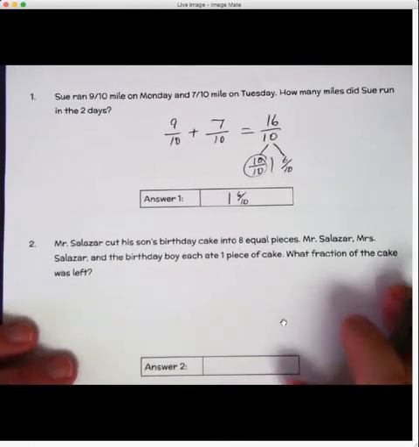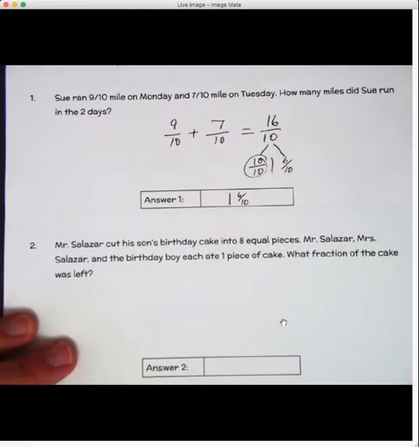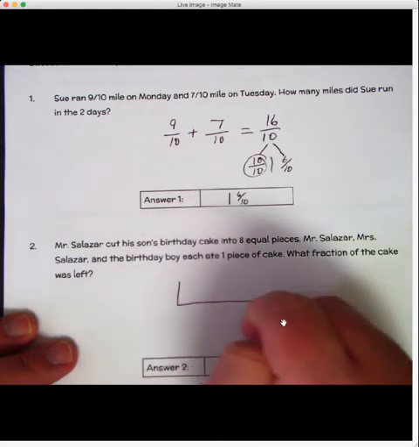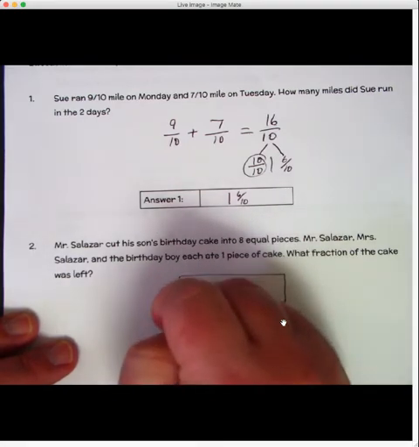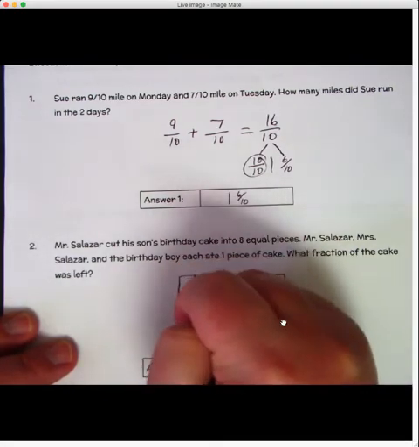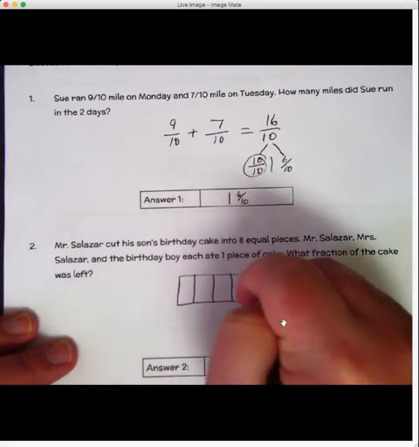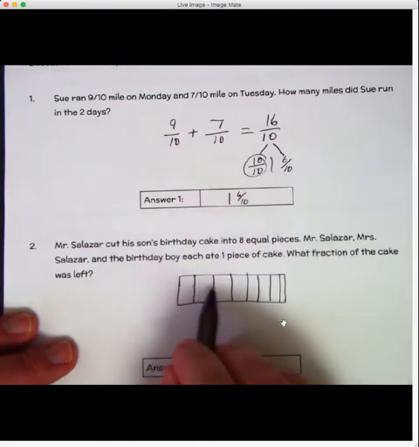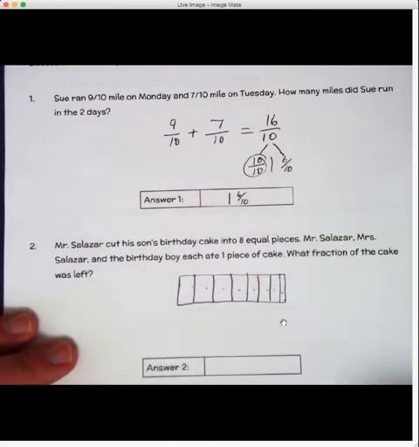Okay, next one. Mr. Salazar cut his son's birthday cake into 8 equal pieces. Mr. Salazar, Miss Salazar, and the birthday boy each ate 1 piece of cake. What fraction was left? All right, so we've got this birthday cake here. It's a square birthday cake and a rectangular birthday cake. Oh, my pieces are not equal, but there's 1, 2, 3, 4, 5, 6, 7, 8 pieces. Okay, they're not equal, sorry.